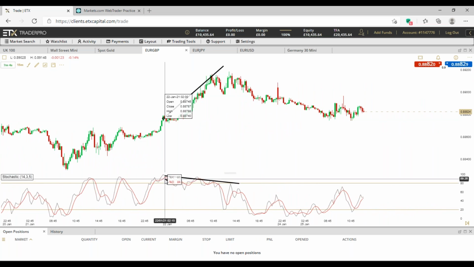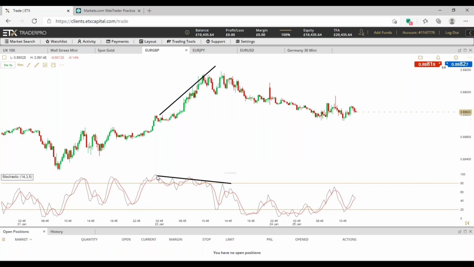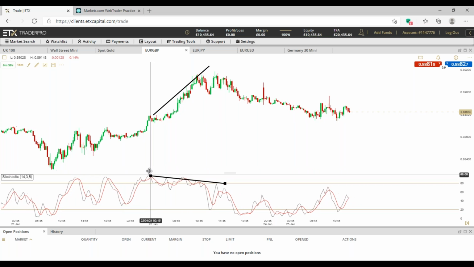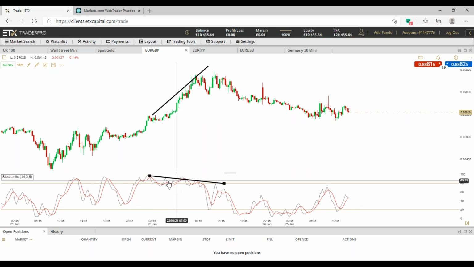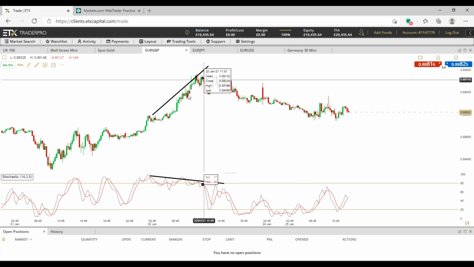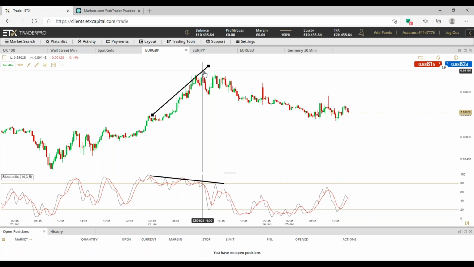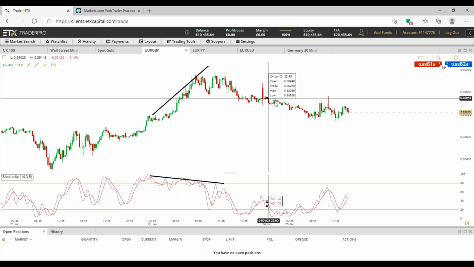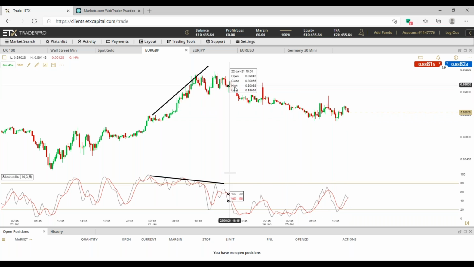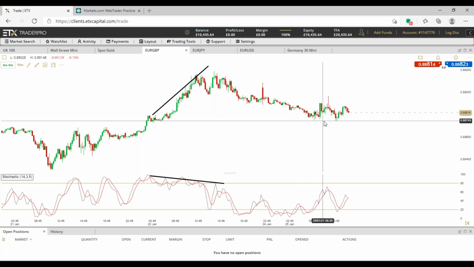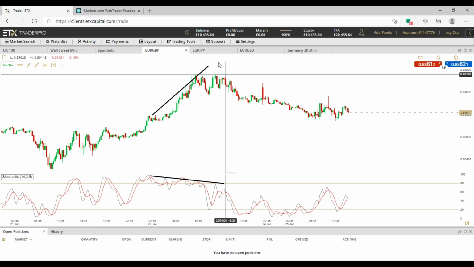But look, the divergence on these now, it's been coming down. Let's move that. The divergence on the stochastics, we've been making lower lows, which means that this upward channel potentially is running out of gas. And lo and behold, look, the price has just been going down ever since. So it's giving you a bit of an idea of potentially when the actual trend may be coming to an end. So that's a nice way of looking at this.